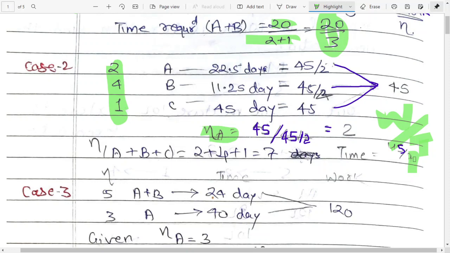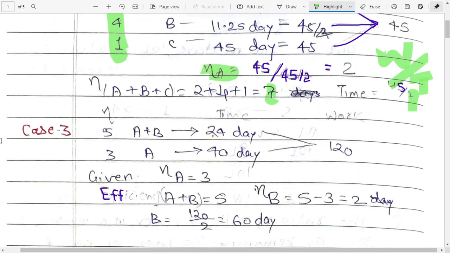Here 45 is the total unit of work, and the efficiency of all 3 persons A, B and C is 7, which I calculated over here. Once you put all these things in the formula, you will get the final number of days required to complete the work when A, B, C are working together.